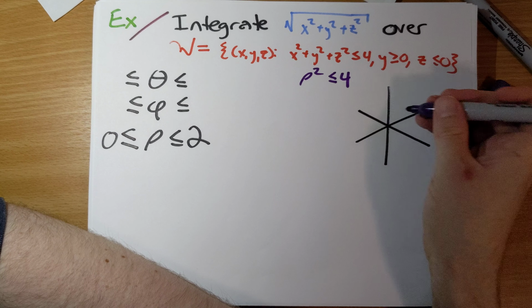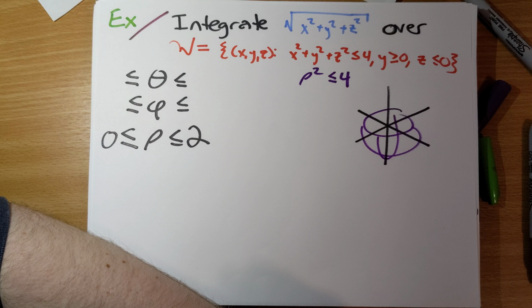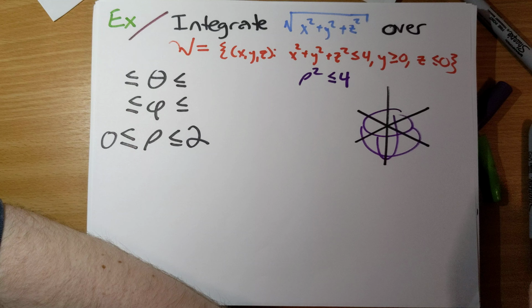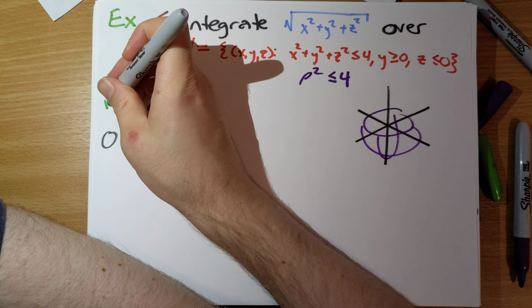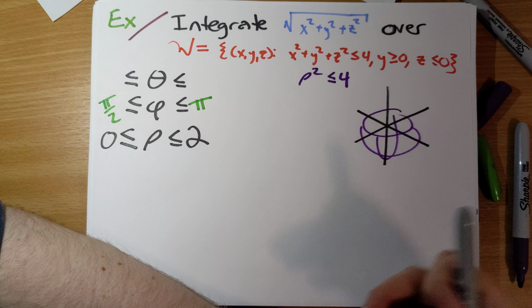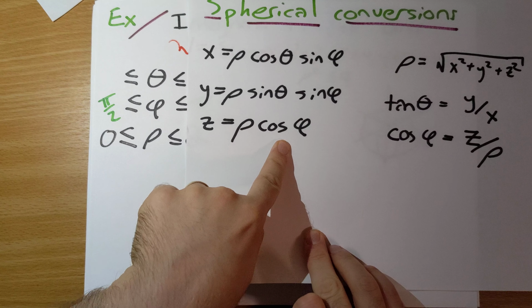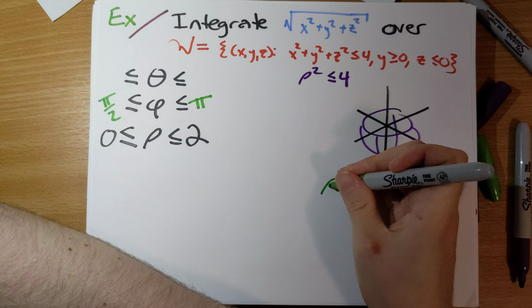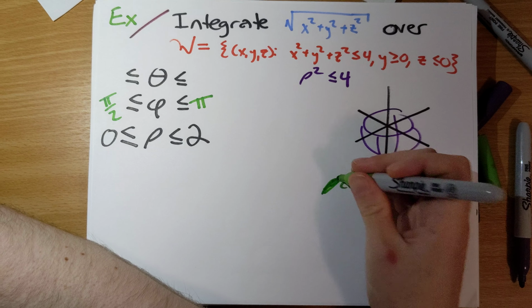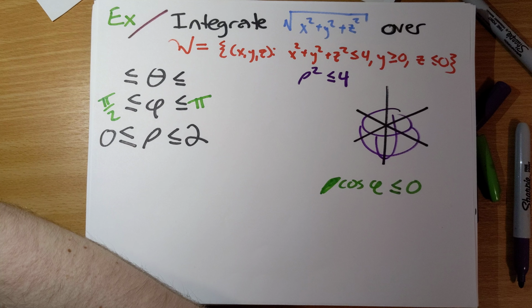And so the fact here that z is negative, so we're below the xy plane. So that's going to be when phi is running from pi over 2 to pi. We can get that from the picture, or we've done this kind of thing in previous videos. z is rho cosine phi, so rho cosine phi is less than or equal to 0. Rho won't be negative. When is cosine phi less than or equal to 0? When phi is between pi over 2 and pi.